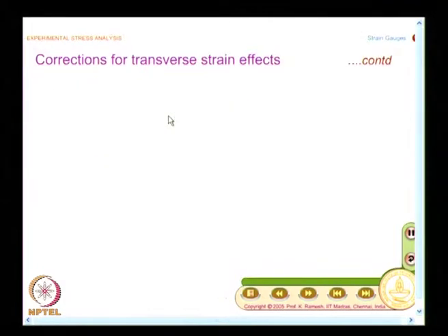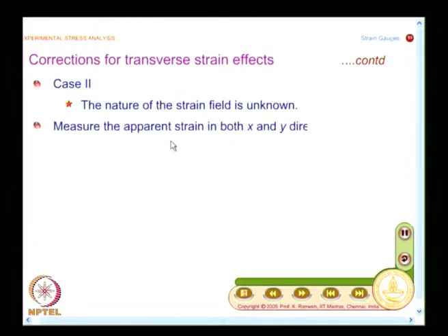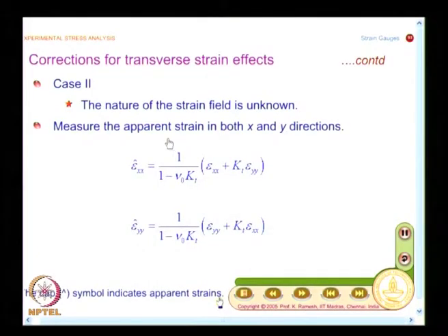Now, let us take up a generic case. I do not know the ratio, then what I need to do? Then I need to do more work. If I do not know the ratio, I need to do more work. And how do I do this? Instead of one strain gauge, I need to paste two strain gauges and measure the apparent strain.